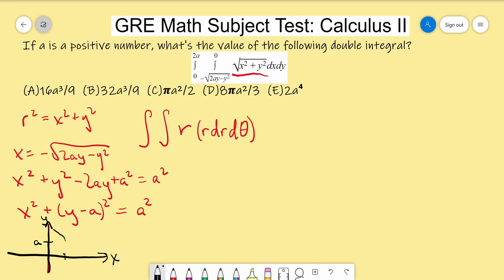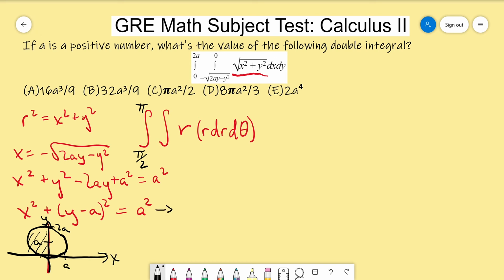So it looks something like this. Okay, this is a, and up here it's 2a. And since we're taking the negative square root of 2ay minus y squared, that's going to be this area right here. So if we want to convert this to polar coordinates, well, theta is going to go from pi over 2 to pi. And then if we want to rewrite this in polar coordinates, let's see, what's our equation going to be?